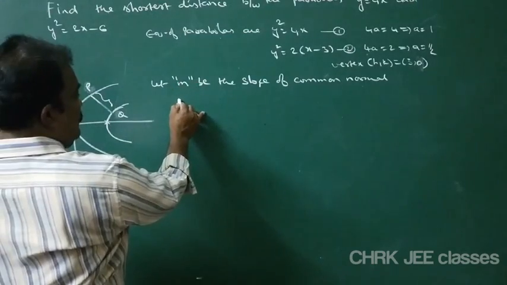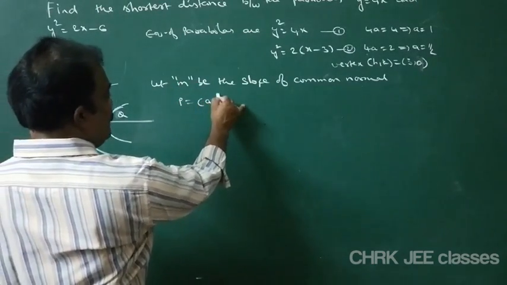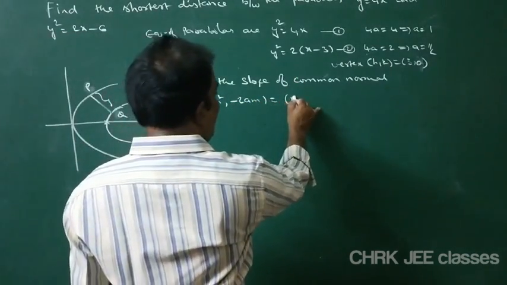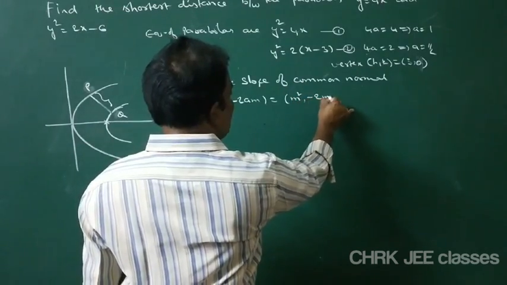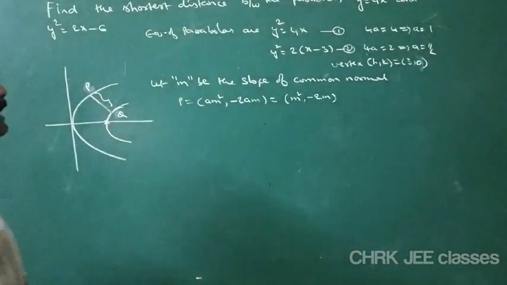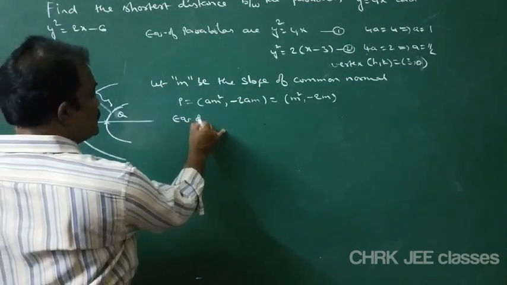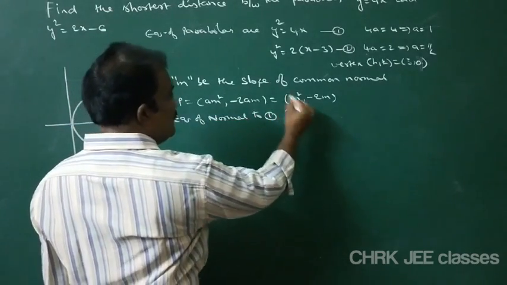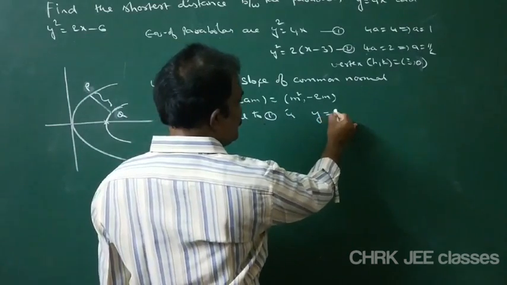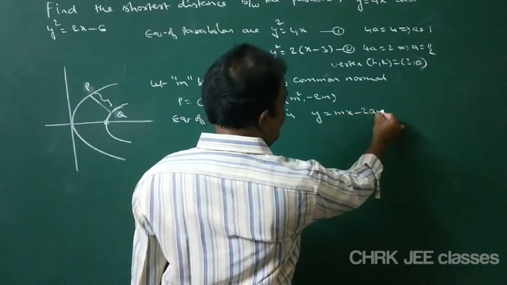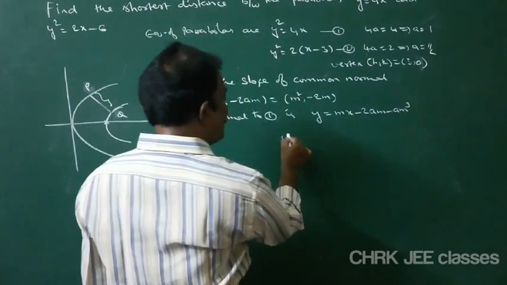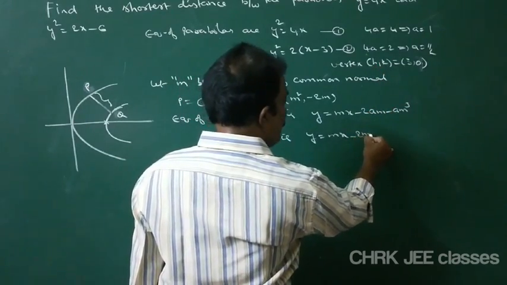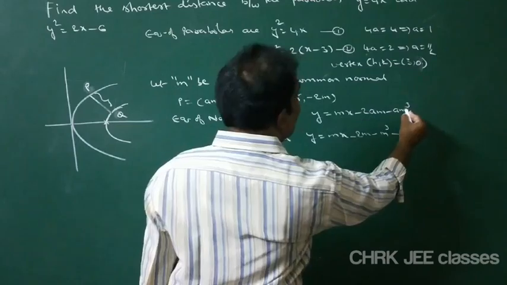From 1, P equal to (am square, minus 2am). What is a here? 1. So (m square, minus 2m) is the point of contact P. Equation of normal to 1 is, if m is the slope of the normal, then the equation of the normal is y equal to mx minus 2am minus am cube. That is y equal to mx minus 2m minus m cube, since a is 1. Take this one as 3.